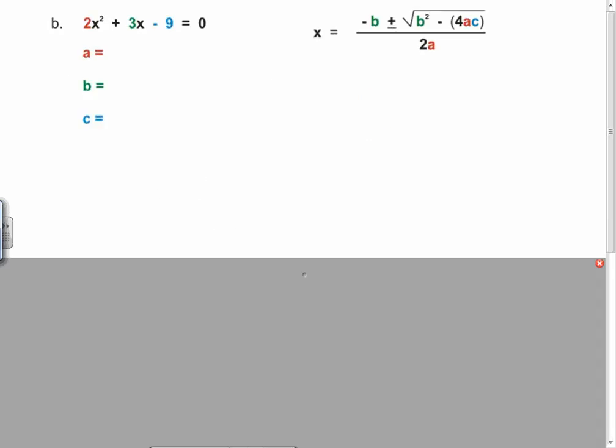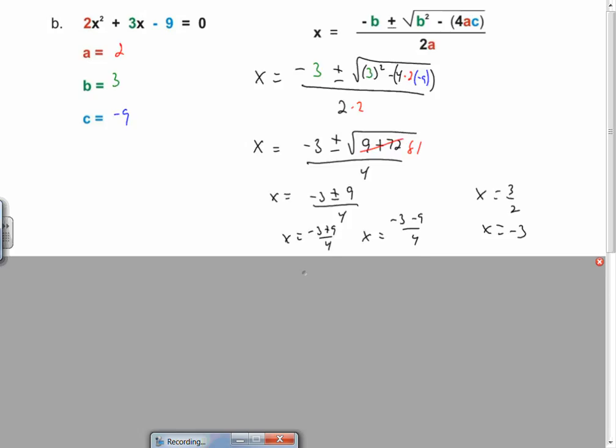Okay, so same scenario. So let me pause. Why don't you go ahead and put in the values this time. All right, so hopefully you ended up with 3 halves and negative 3. Right? So you can check along the way where you may have gone awry. You should have had the square root of 81, which should have given you a 9. So negative 3 plus or minus 9 over 4. Split it up. Negative 3 plus 9 over 4, negative 3 minus 9 over 4. 3 halves and negative 3.